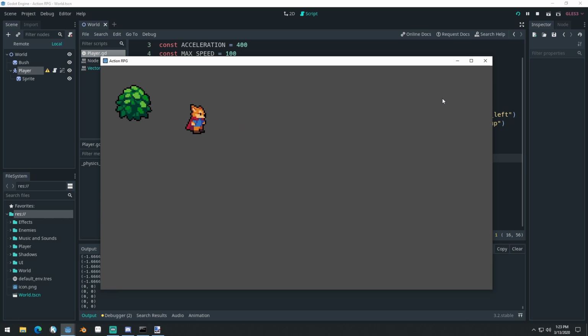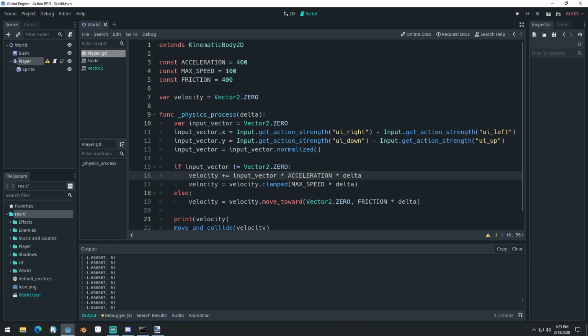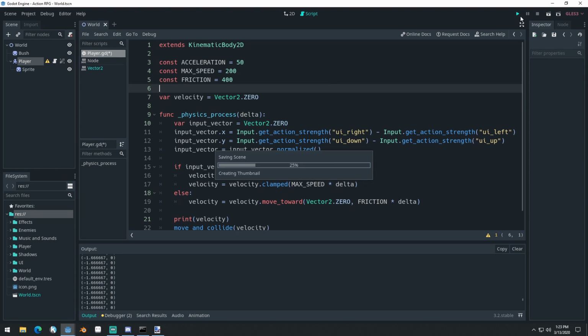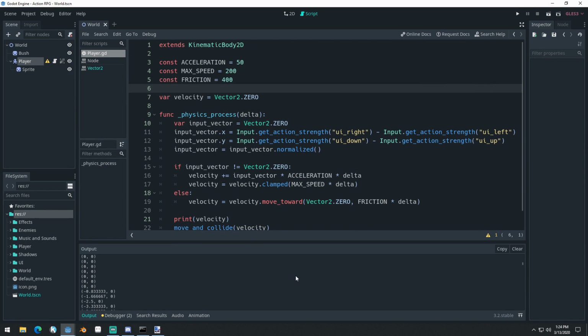I can't tell if we're immediately hitting our max speed or not. It kind of feels like we are. Yeah, it looks like we're just immediately hitting our max speed here, and it's probably just because our acceleration is way too high. So let's set our max speed to 200 and our acceleration to 50 and see how this feels. Are we still printing it? I guess so, it just decided not to show us. And see, there we go.